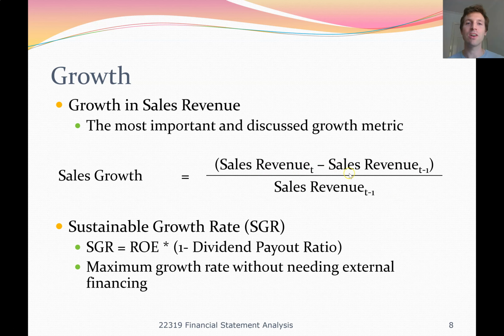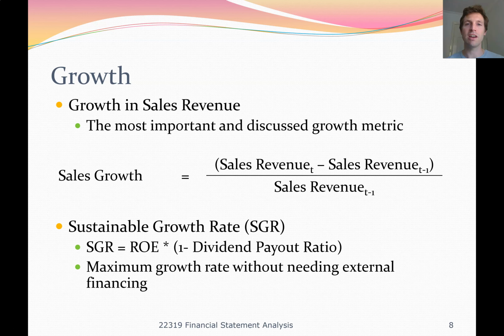And we minus sales revenue from the previous year, t minus 1, last year. And we divide through by last year's sales revenue in t minus 1. And all that does is it gives us a percentage change. Did our sales go up or down, and what percentage did they go up or down? And we do that for the last couple of years, and we understand if the sales growth is showing a positive or negative trend and how much sales may be growing over time.